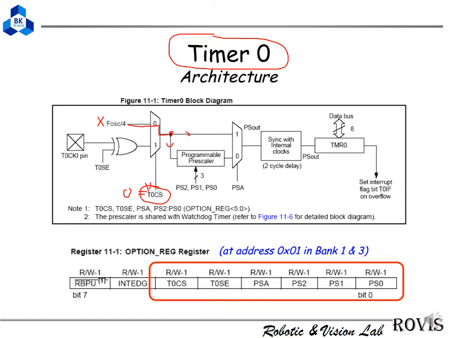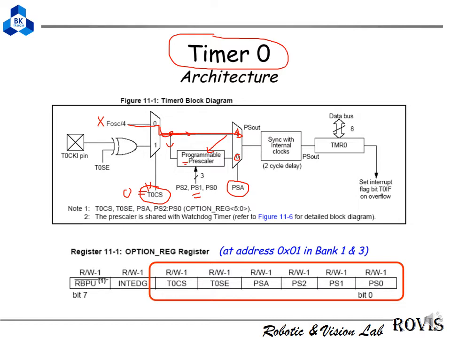If we choose the PSA bit here as 1, that means we will choose this direction, and we don't care about this part. But if you choose PSA as 0, we will care about this one. This one is the prescaler.